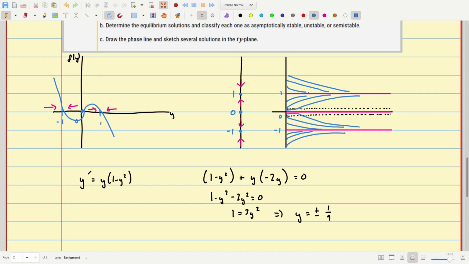All right. So this is what our qualitative analysis for our solutions looks like, and based on this information, we can note that this is a stable equilibrium point, this is unstable, and this down here is stable. All right, so that's how to completely solve one of these problems. No calculators or graphing utilities or anything like that needed.